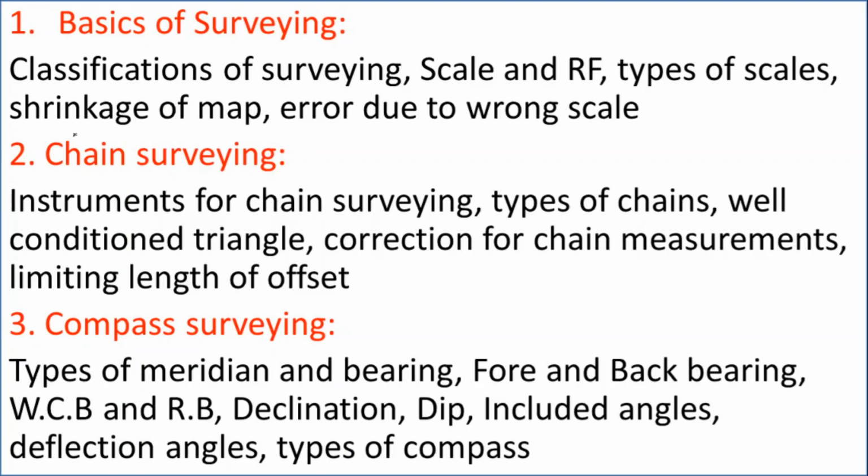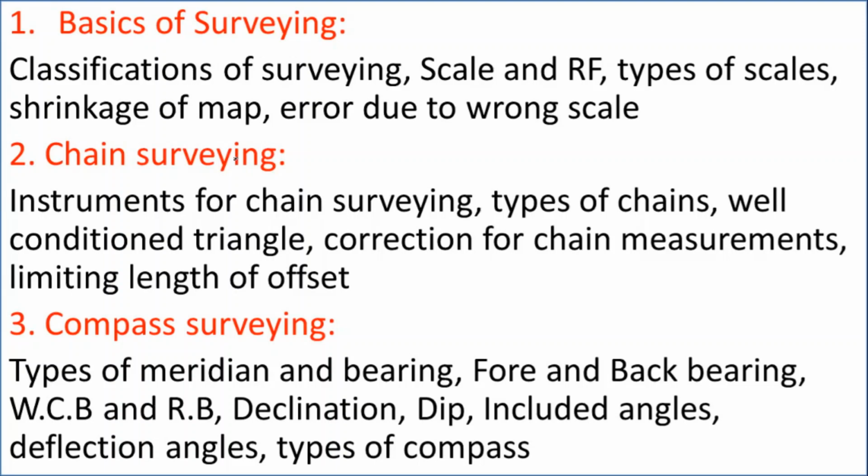Then the next thing we have to study is the shrinkage of the map. That means sometimes a map is subjected to shrinkage. Because of that, whatever values we get from the map will be wrong, so we have to determine the correct value. That process we will see here. Then we will see error due to the wrong scale. Sometimes instead of using the actual scale, we may go with another type of scale, so in that case you have to apply corrections.